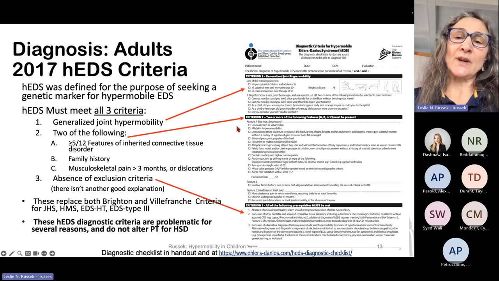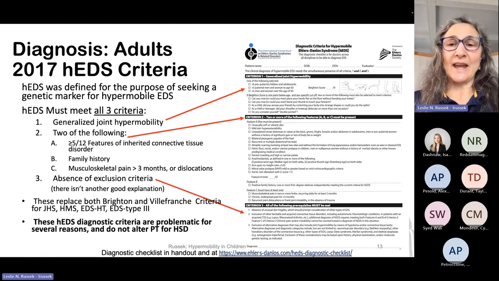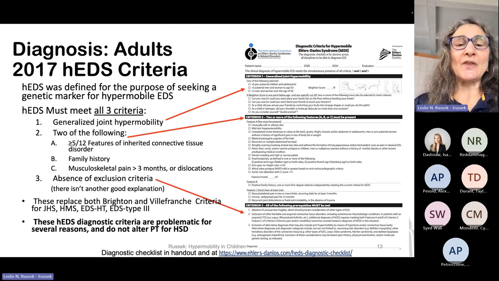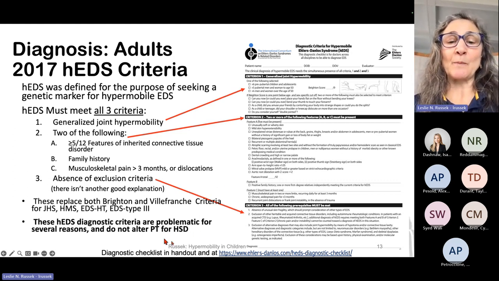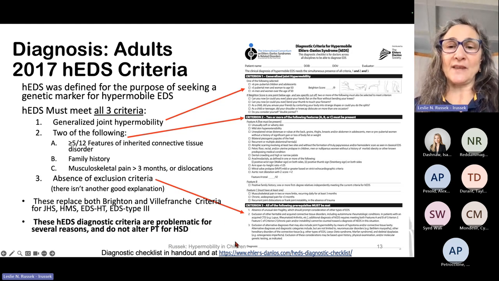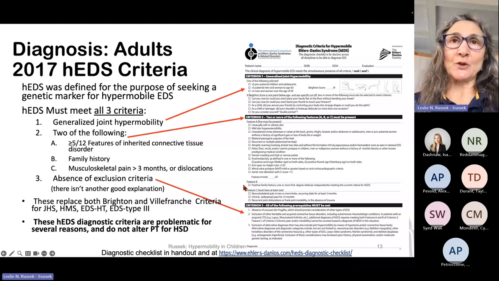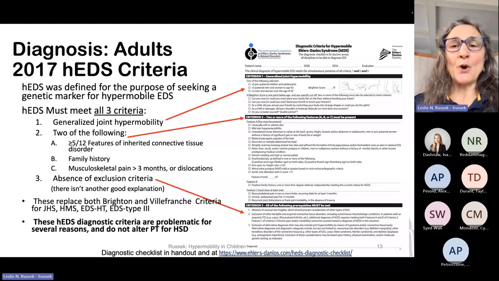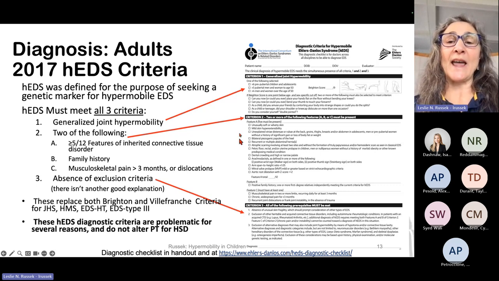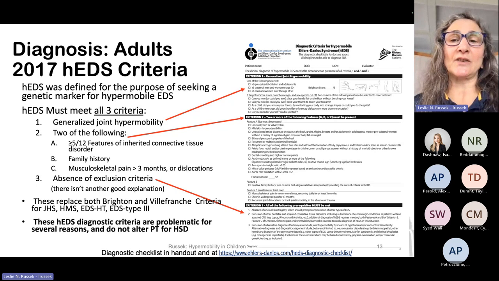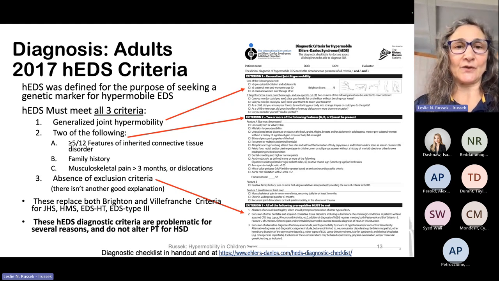The HEDS criteria in adults are problematic because they fail to identify a lot of people who previously had diagnoses of joint hypermobility. And so then there was a second diagnosis called hypermobility spectrum disorder for all the people who didn't quite meet these criteria. These criteria were established by research geneticists for the purpose of looking for a gene for the hypermobility type. So they were looking at Marfanoid habitus in particular. It's not clinically determined. It wasn't a diagnostic criteria set for the purpose of making a clinical diagnosis.